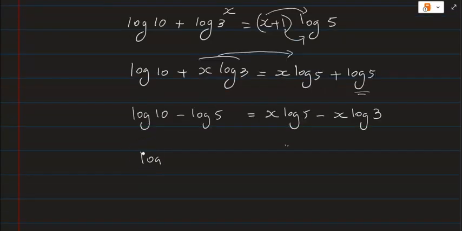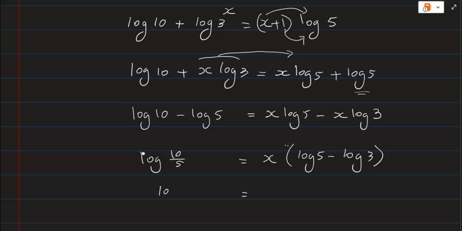So now we are going to simplify more. This is log of 10 divided by 5, because there's a subtraction there. That's one of the laws. And here we're going to factor x out of the two terms. This would be log of 5 minus log of 3. And now we're going to go one step further. That's log of 2, since 10 divided by 5 is 2, equals x log of 5 divided by 3.